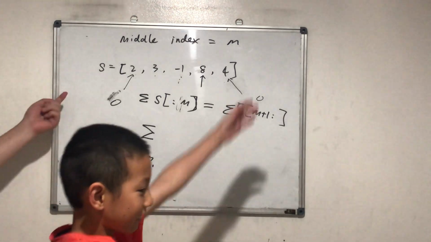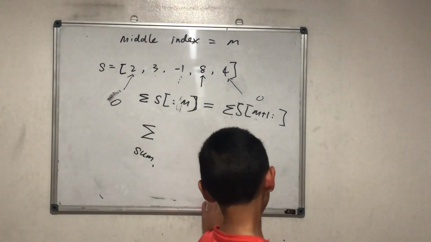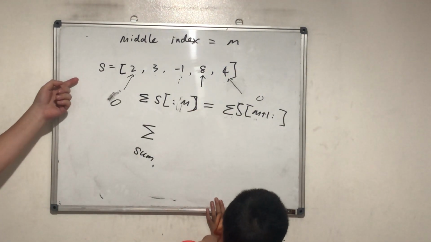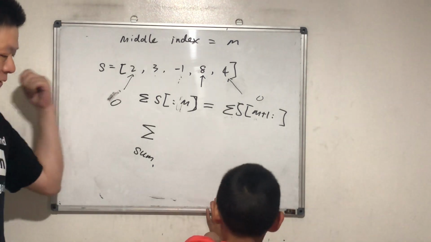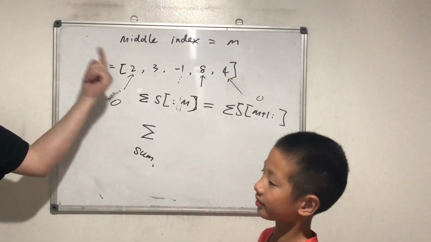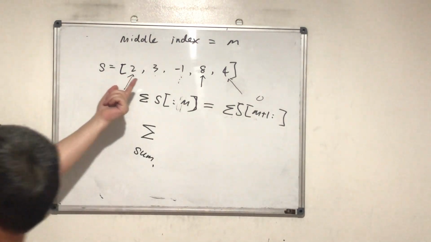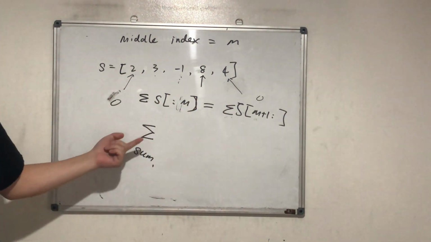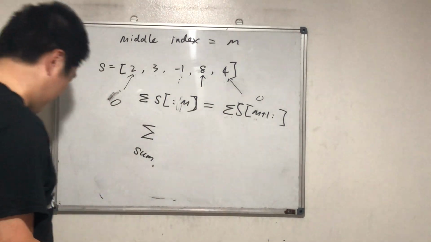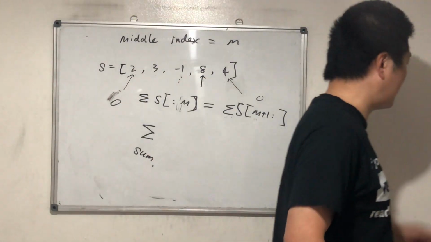Any idea? Brute forcing. How do we brute force? Checking every index from the left to the right. So can we implement this together with the brute forcing from the left to the right?